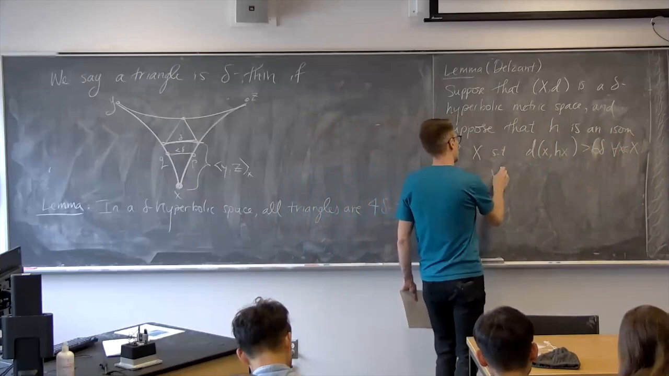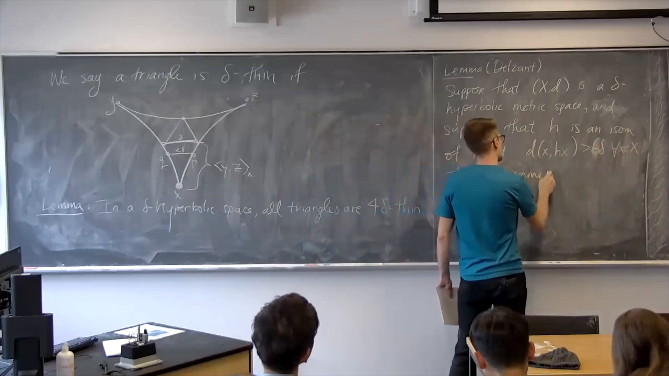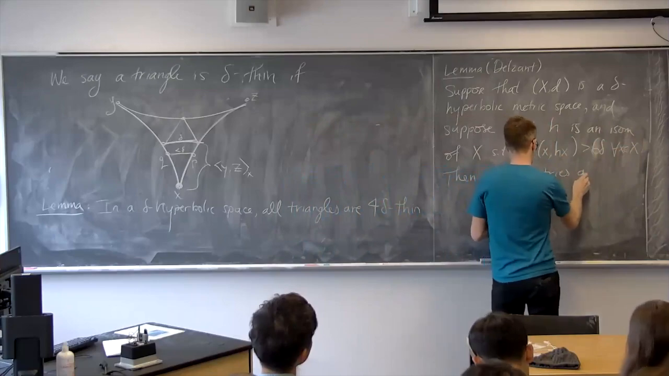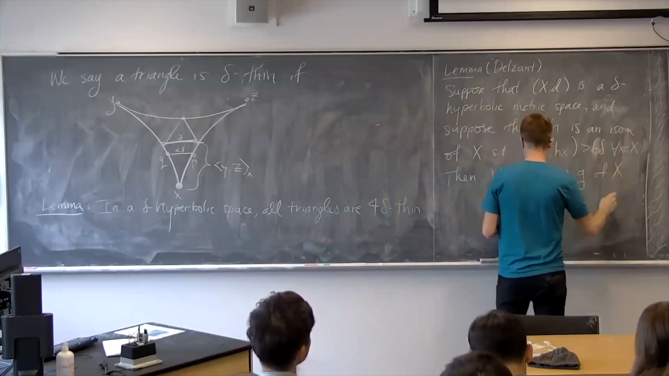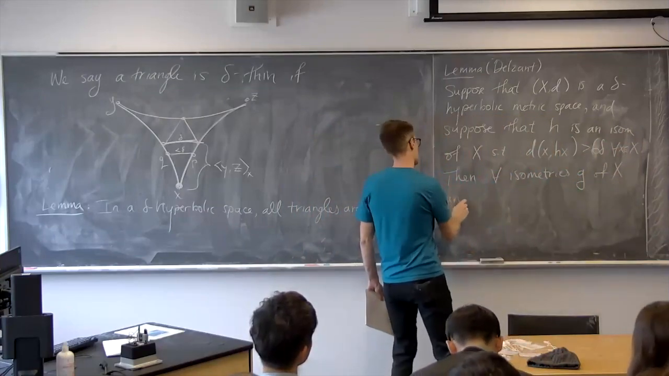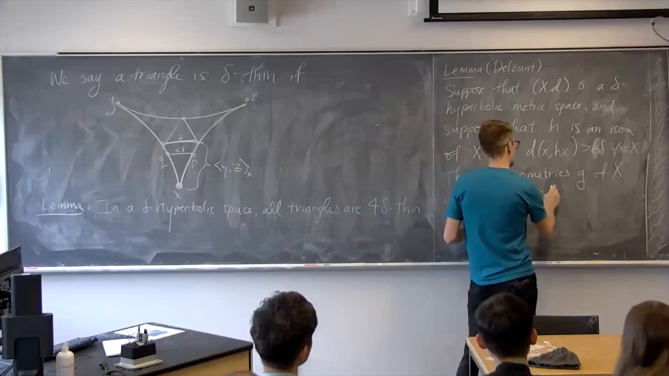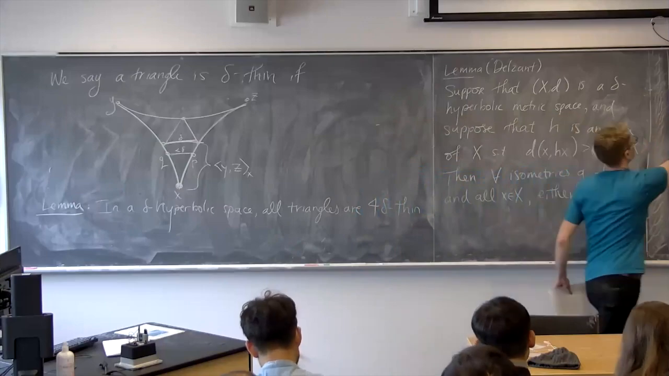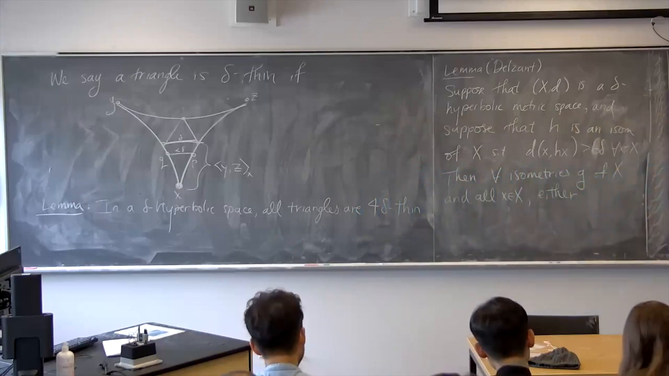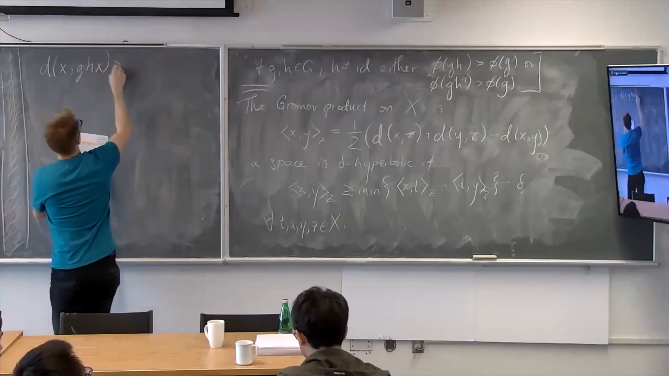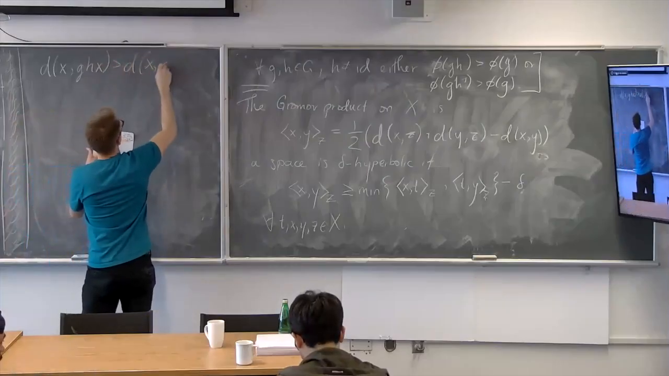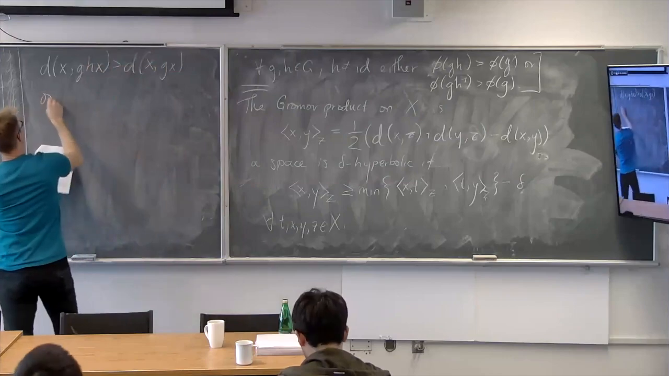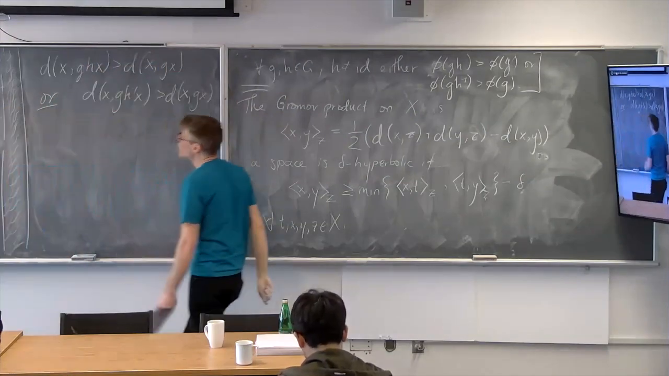Then for all isometries g of X and all x in X, either, so what I'm about to write is going to look really promising, so I'm going to write it up here because it's a big deal. So either it's bigger than g x, or, okay.